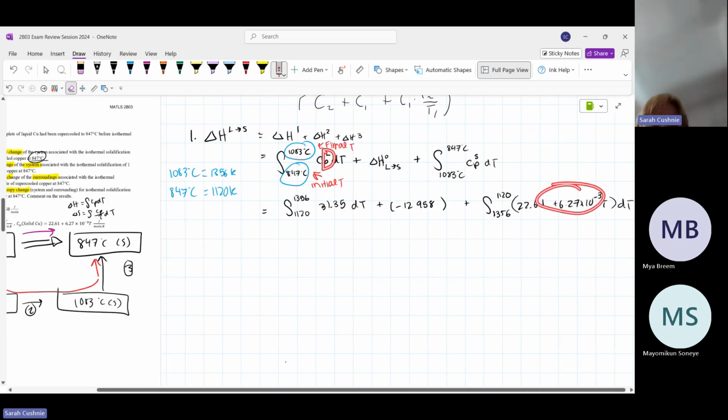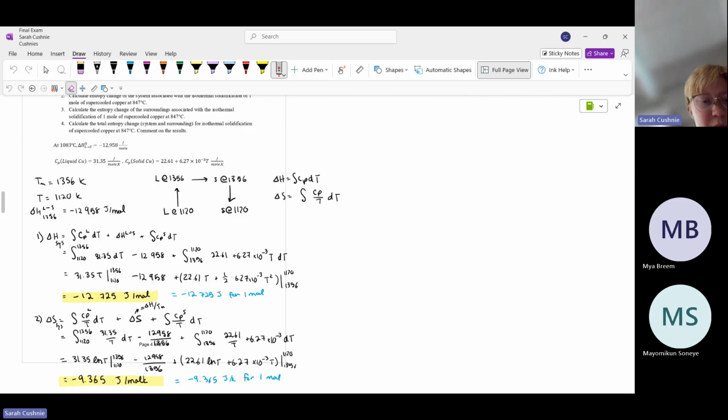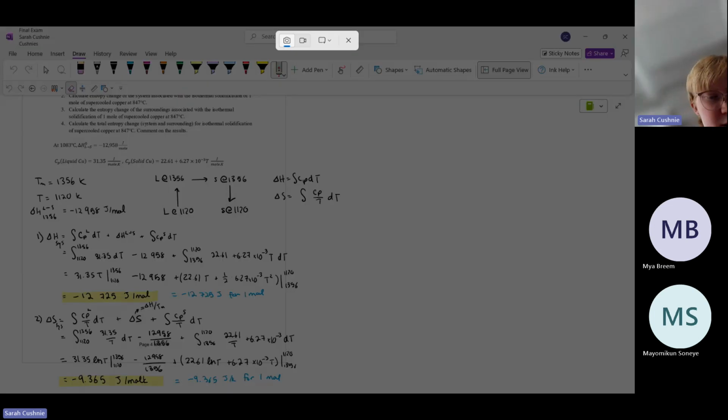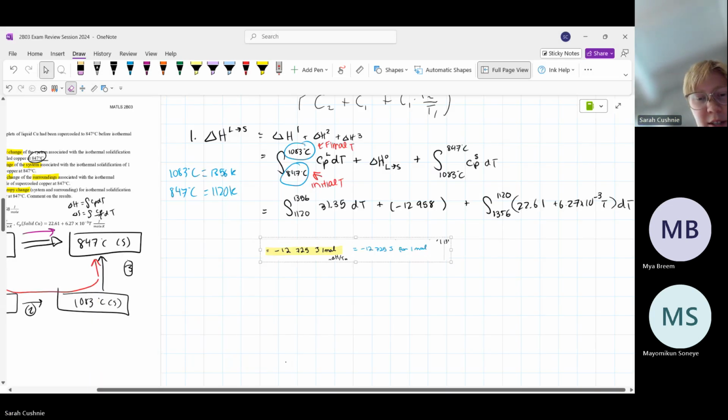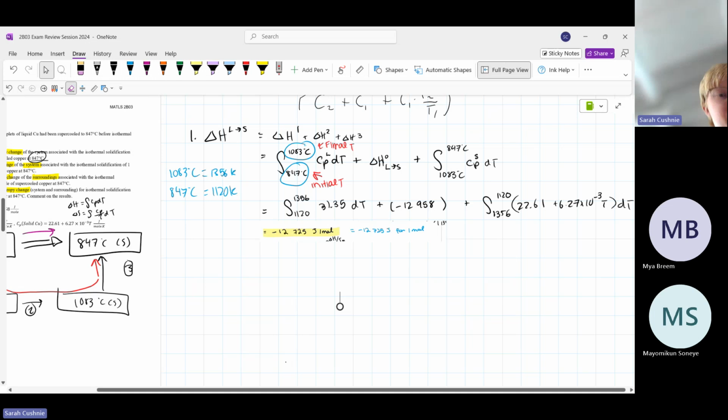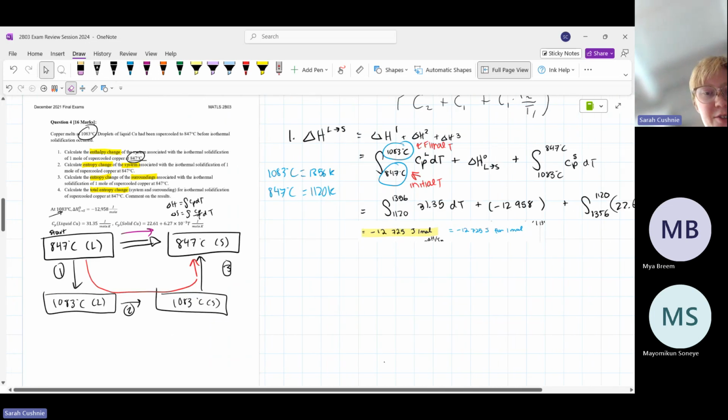In the sake of time, I'm not going to calculate this. I'm not going to integrate it. So I'm just going to take it from my solutions. If you do have questions about the integration process, feel free to stick around after this and we can go over that. But that would be your final answer.